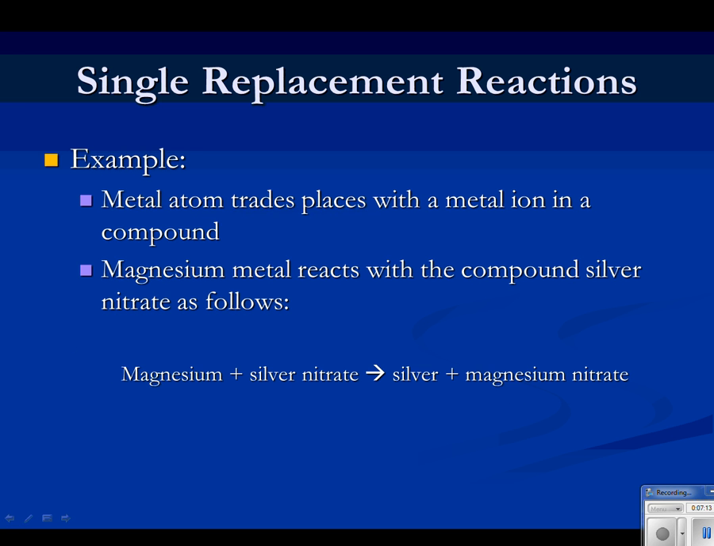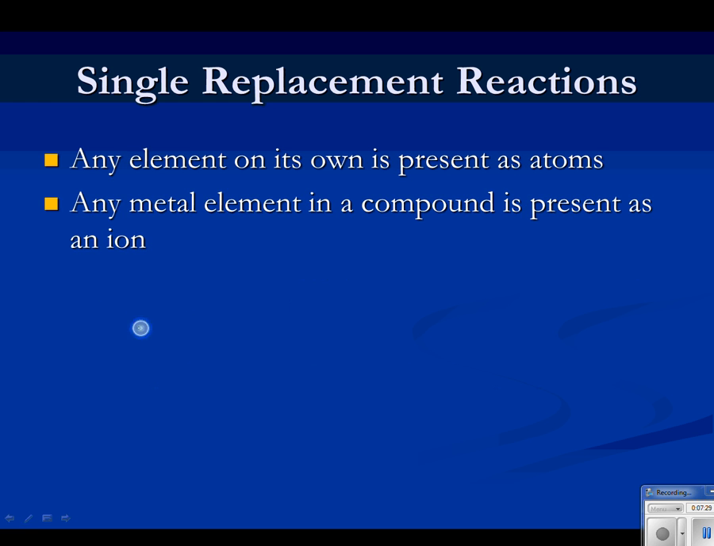So, just some examples here: metal atoms trade places with metal ions in a compound. Magnesium metal reacts with the compound silver nitrate as follows. Magnesium plus silver nitrate would give you silver plus magnesium nitrate. So just like the example I gave you before, we have the metal switching places.